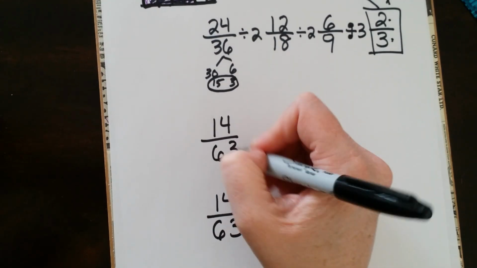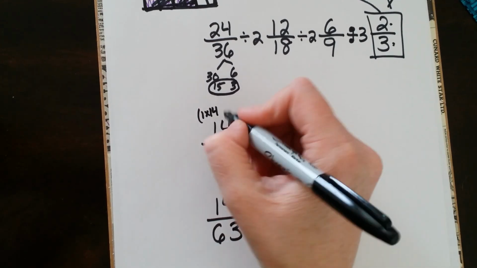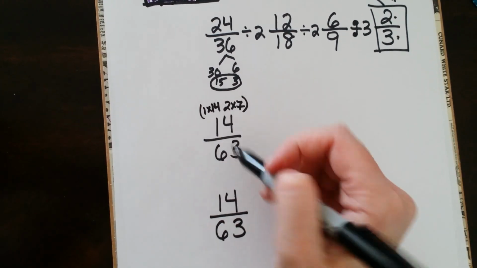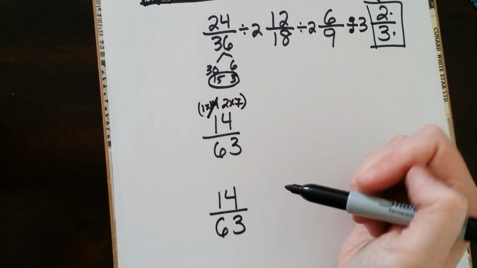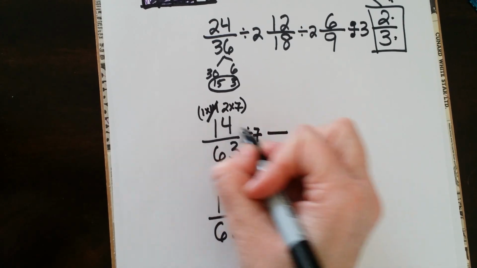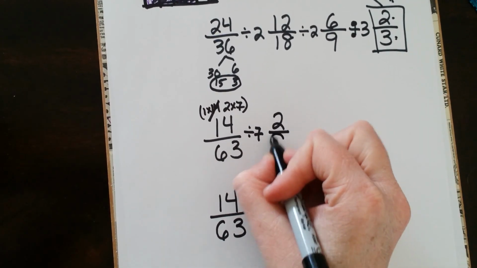Okay, if you look at these, what gives you 14? 1 times 14 or 2 times 7? No other ways give you that. So can 14 go into 63 evenly? No. Can 7 go into 63 evenly? Yes. 14 divided by 7 is 2. 63 divided by 7 is 9.